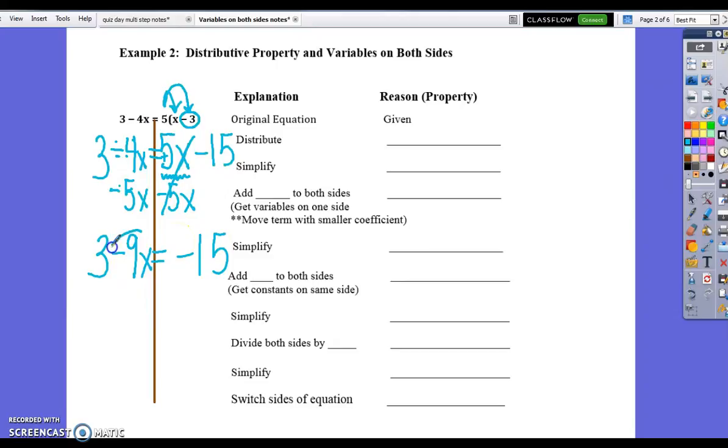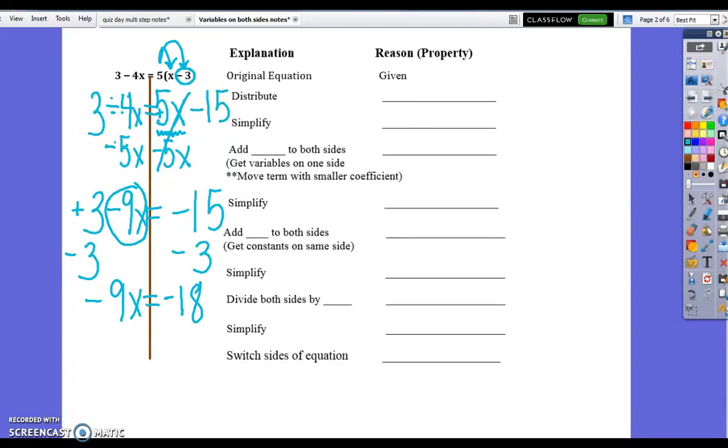So I have to get negative 9x by itself. Remember, the sign in front of the number goes with it. What's in my way? Hopefully you're saying 3 right now. Positive or negative 3? It is a positive. How do I get rid of a positive 3? Subtract 3 on both sides. So negative 9x equals negative 18.